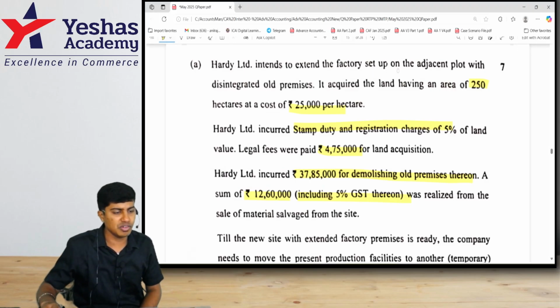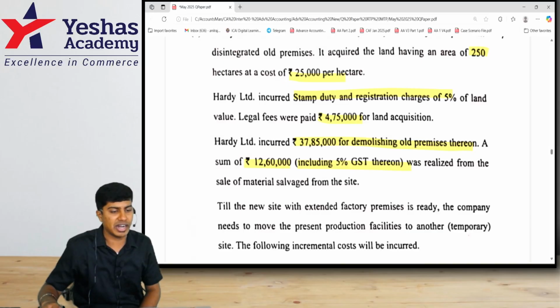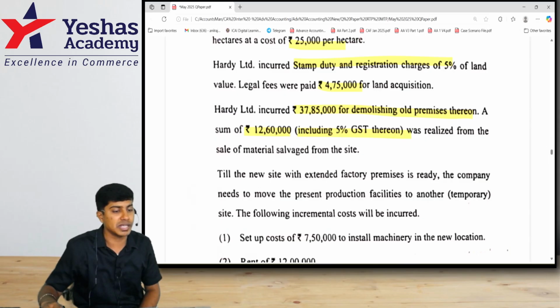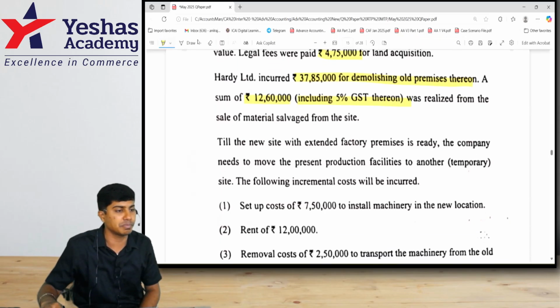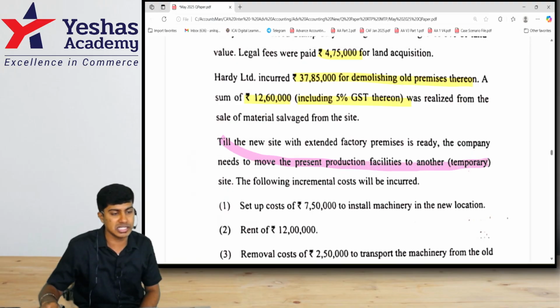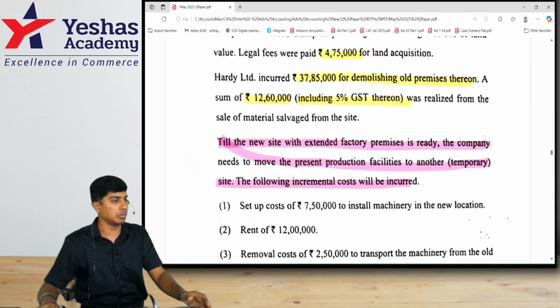Is there any other information? That's it. They are telling that till the new site with extended factory premises is ready, temporarily, the company needs to move present production facilities to another site. We've discussed this very clearly. Temporary movement of the existing factory to another premises, because you're doing construction here, will add no value to the existing, new factory that we're building.